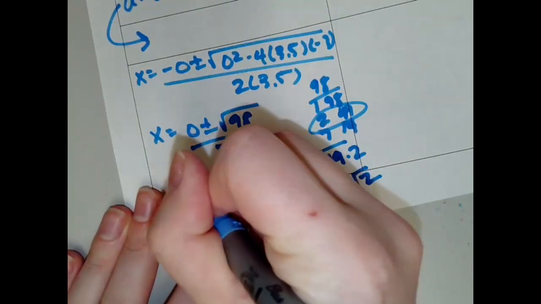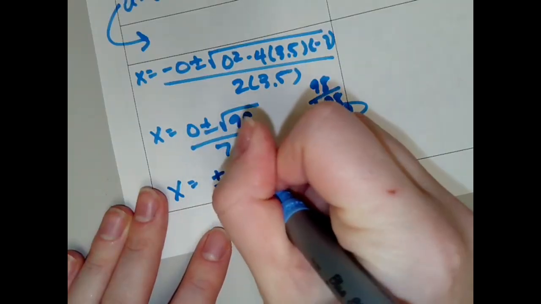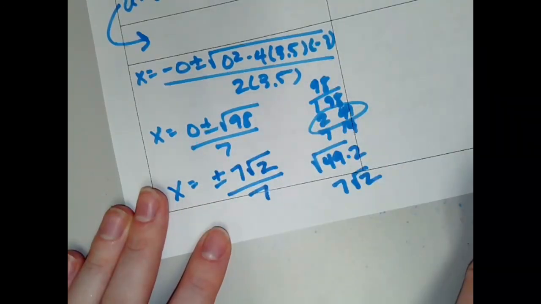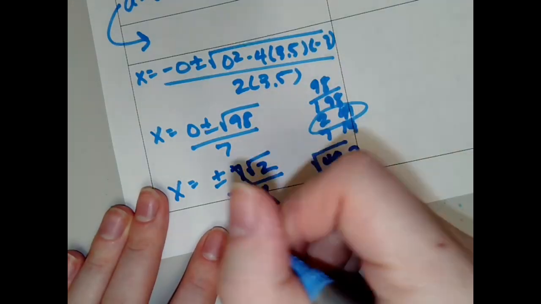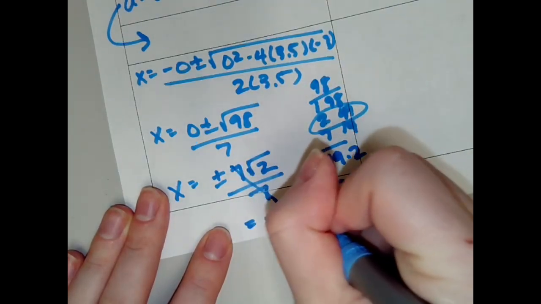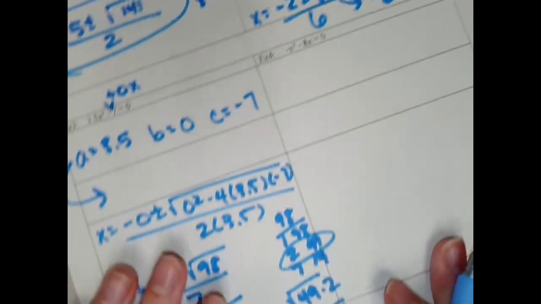So that just gives me 0 plus, which doesn't do anything. So I'll just do plus or minus 7 root 2 over 7. If you have the same thing in the numerator and denominator, they cancel. So I just get plus or minus root 2. And that's it. That's your answer.